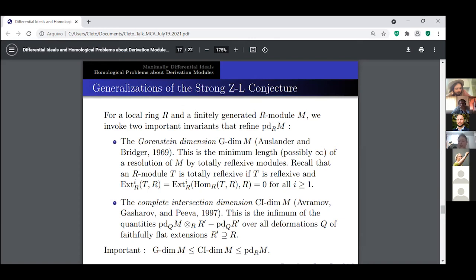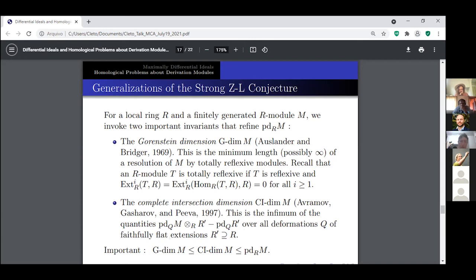You have a faithful flat extension of R, and then you take a deformation of a faithful flat extension. This means that R prime is isomorphic to Q modulo a regular sequence. The length of this regular sequence is by definition the codimension of the quasi-deformation. This is just terminology. Anyway, this quantity is defined in terms of projective dimension, but over a different ring, over Q. Our striking fact is these inequalities here.